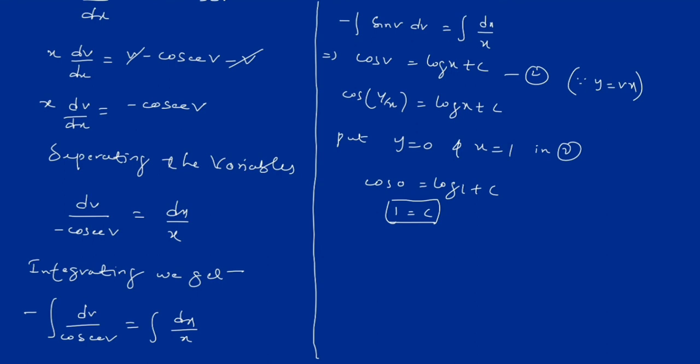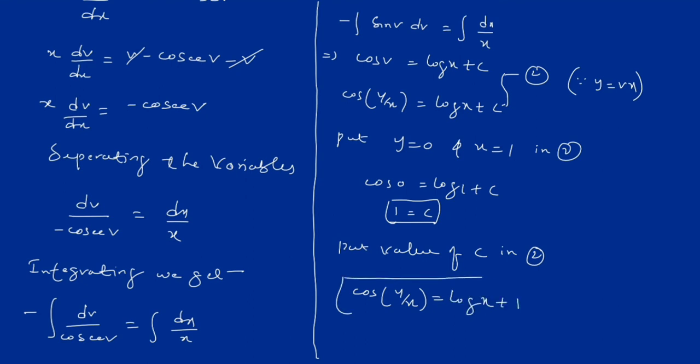Now put the value of c into equation 2, then we get cos of y by x. This one is after substituting the value. Cos of y by x equals log x plus 1. Hence that is nothing but our required solution of equation 1.